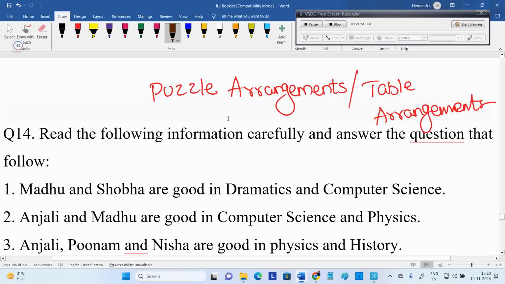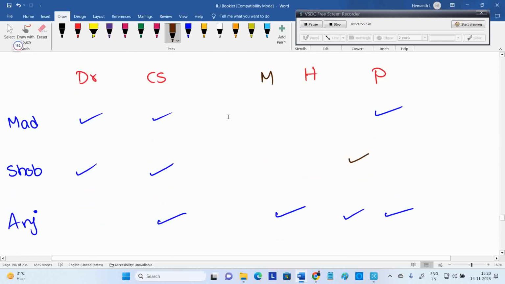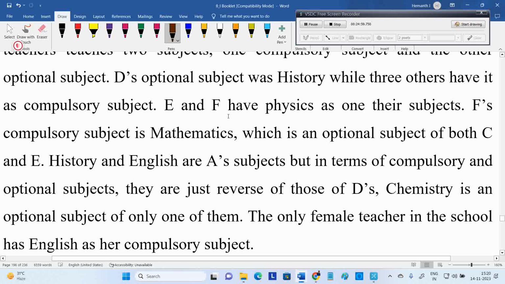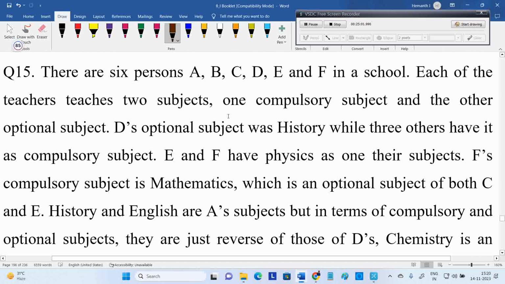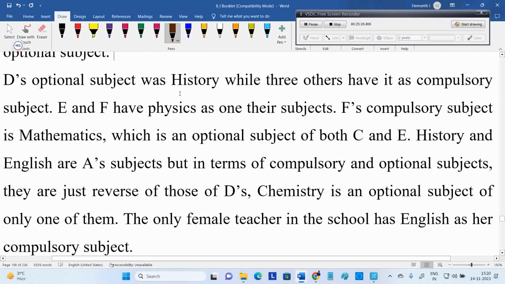One more question in similar fashion. Okay, you have a big paragraph. As everyone has a booklet, please look into that entire question. I think these first two lines are not that important. They have given that only six teachers are there in the school. They want to teach two subjects, one compulsory and one optional.